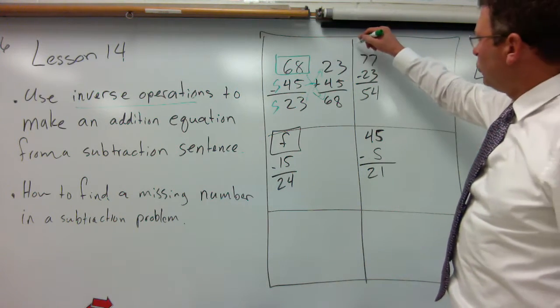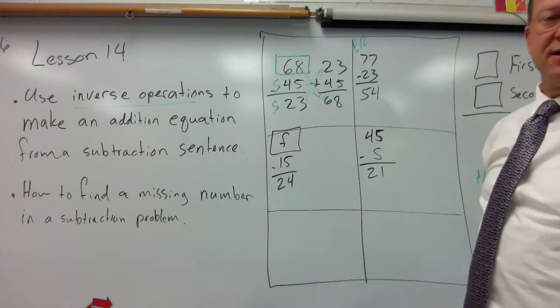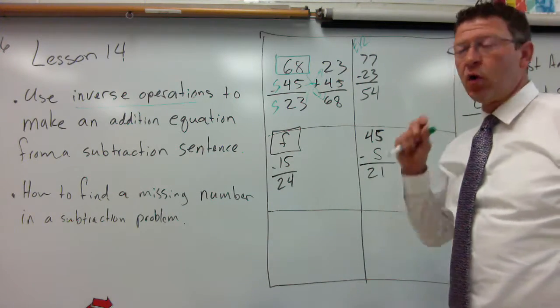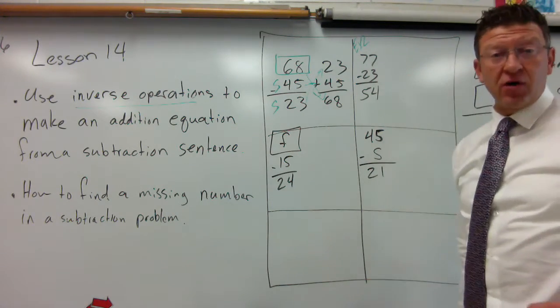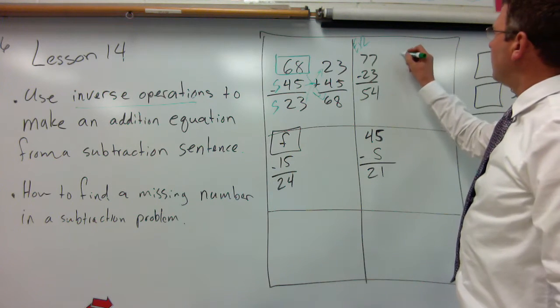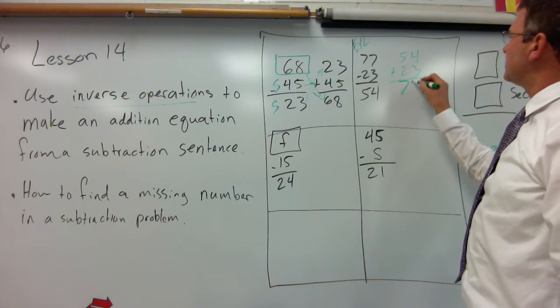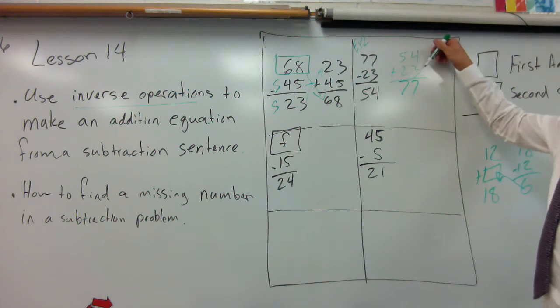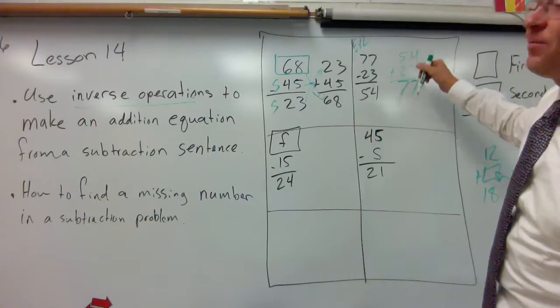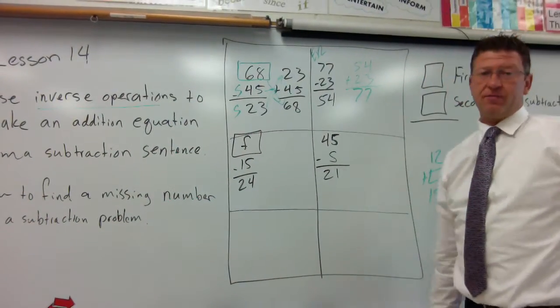Example number 2, 77 minus 23 is 54. Just flip that over. The inverse operation says flip it over. So 54 plus 23 equals 77. Let's check it out. 4 plus 3 is 7, and 5 plus 2 is 7.